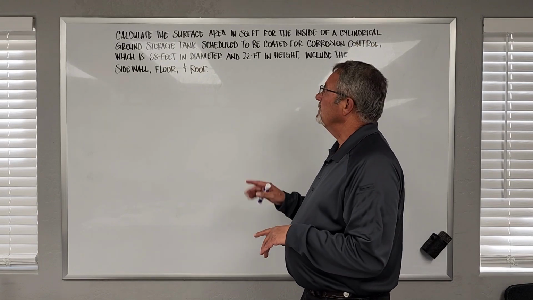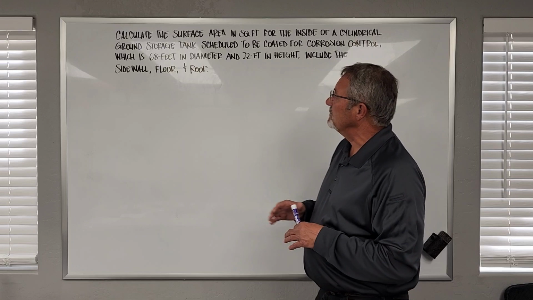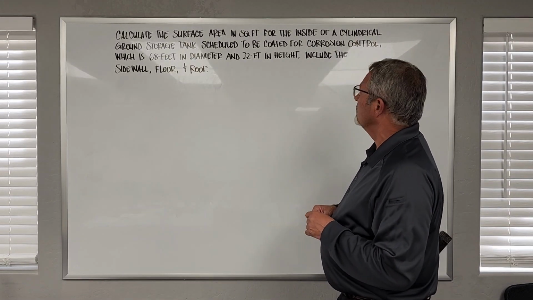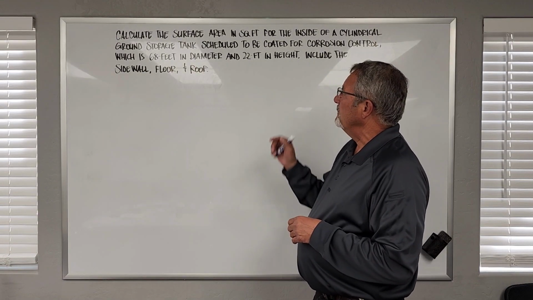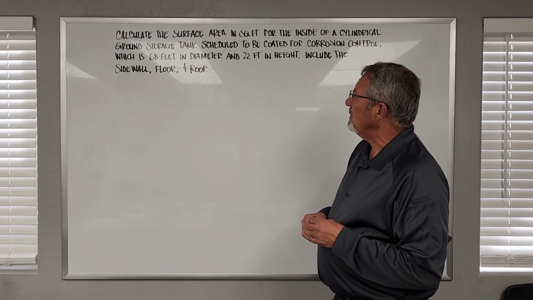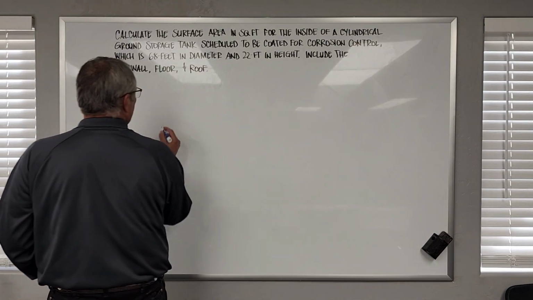Let's just start with the question real quick. Calculate the surface area in square feet for the inside of a cylindrical ground storage tank scheduled to be coated for corrosion control, which is 68 feet in diameter and 22 feet in height. Include the sidewall, floor, and roof.